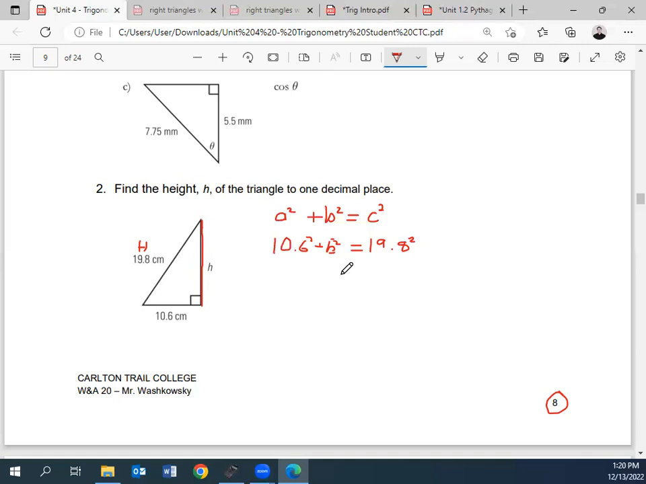So I'm going to take 10.6 and square it, and that's going to give me 112.36. And that's all plus b squared, and that's equal to 19.8 squared, which is going to be like 392.04. Cool. So what's my next step here, Austin?